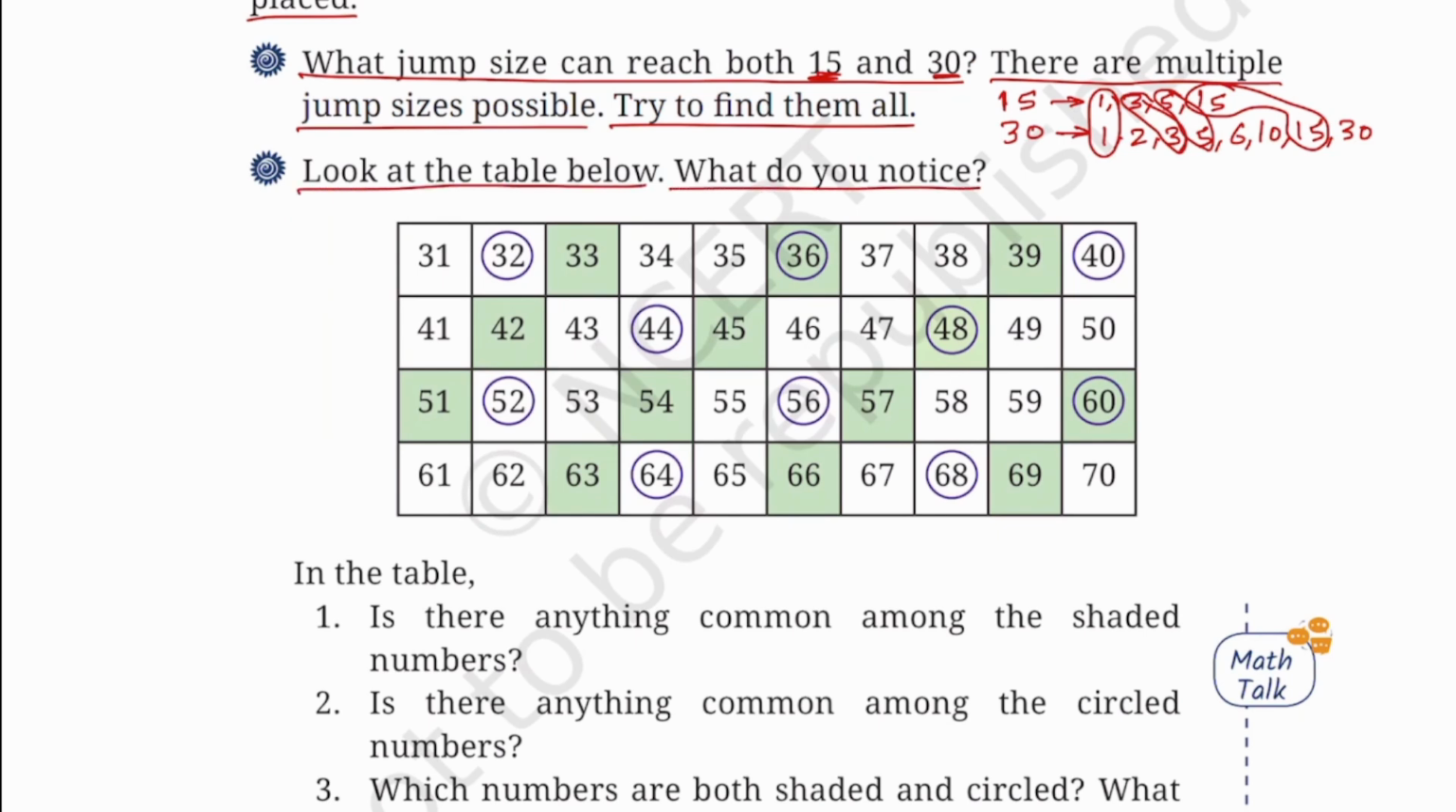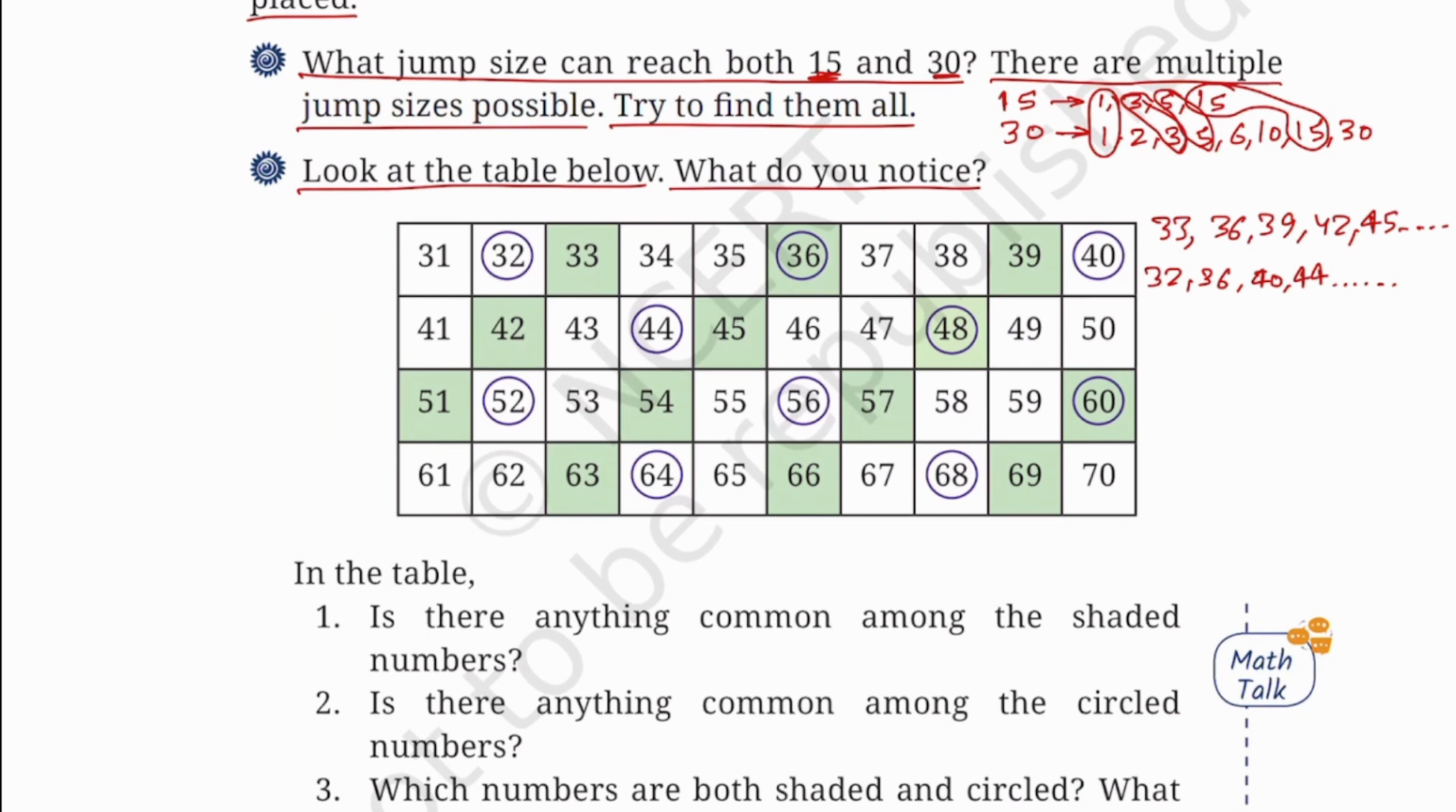What do you notice? You can see some numbers are encircled and some are colored. Let's see the colored numbers, that is 33, 36, 39, 42, 45 and so on. That is the multiples of 3. And the encircled numbers, that is 32, 36, 40, 44, that is the multiples of 4.